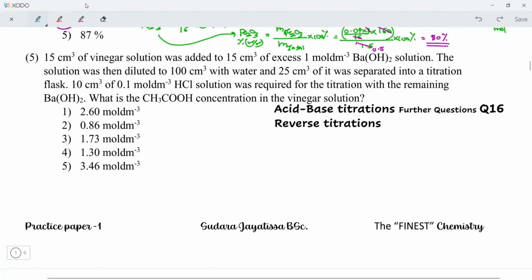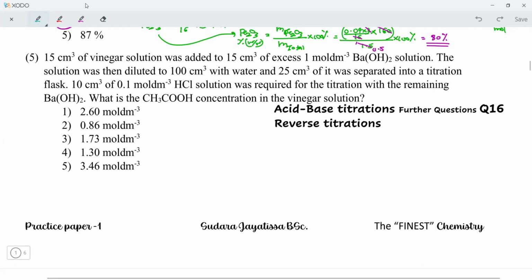This is our fifth question. 15 cubic centimeters of vinegar solution was added to 15 cubic centimeters of excess barium hydroxide solution. That excess term means something very important. That is, our added vinegar will completely react, and some amount of barium hydroxide will remain also. That is the meaning. The solution was then diluted to 100 cubic centimeters and 25 was separated. Now we know that after the reaction some barium hydroxide will be remaining, no? That amount is found using HCl. That's what they are titrating it for.